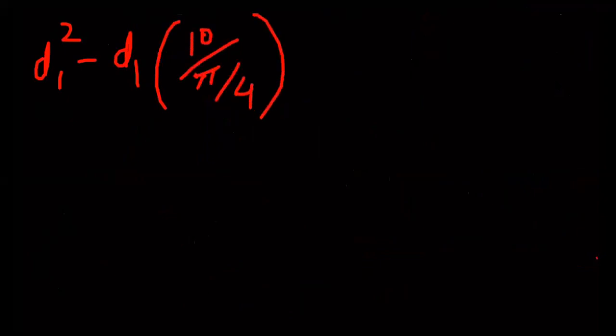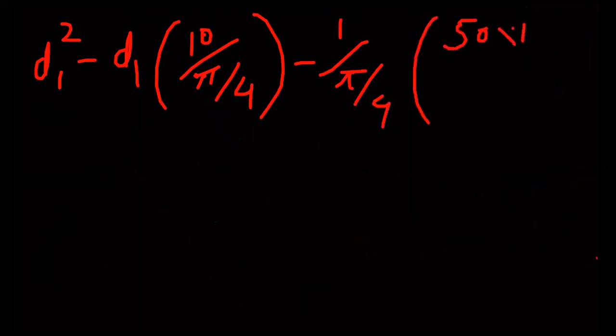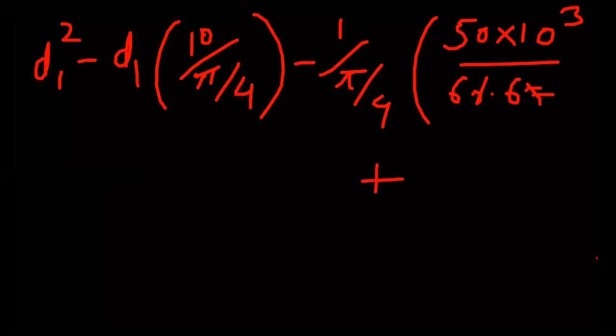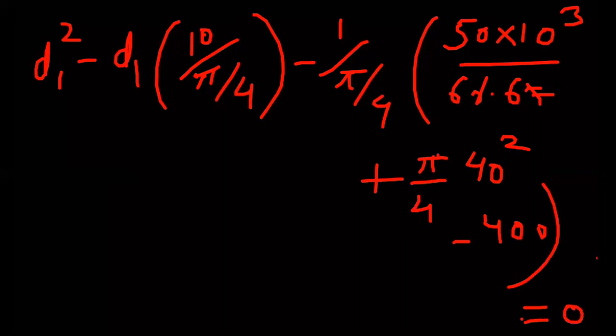Okay, so like d1 square minus d1 bracket 10 divided by pi by 4. Also, you can solve in your notebook. So 1 divided by pi by 4, and in bracket, you can see 50 into 10 raised to 3 divided by 66.67 plus, with this bracket, pi by 4 into 40 square, also minus 400, bracket close is equal to 0. So this is the complete equation.